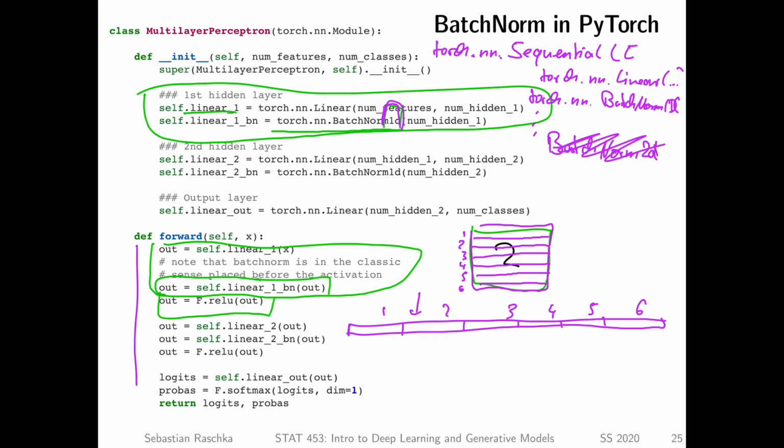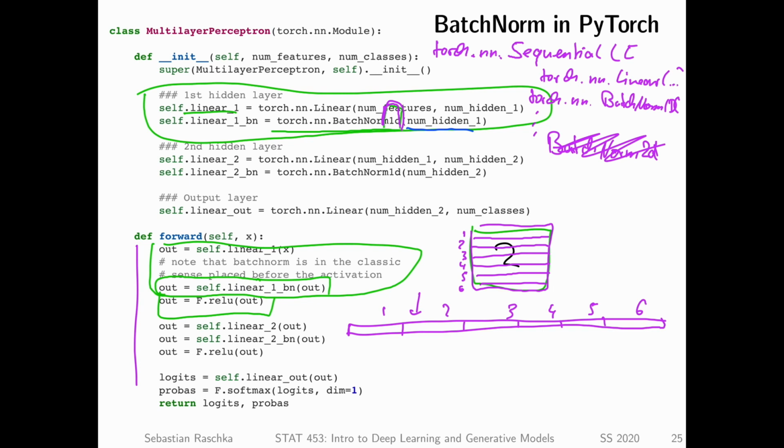Also, there's one parameter for batch norm here. That's the number of hidden units. Why we need that is because the number of batch norm parameters depends on the number of units in the hidden layer, right? Because each net input will have its own gamma. This is, I think, all I can say about the code.